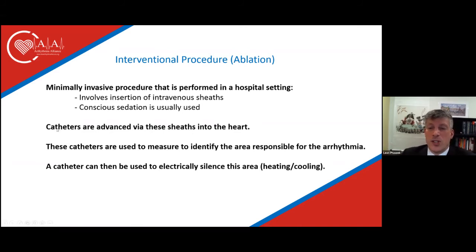These are used as conduits for catheters, which are advanced through your vascular system into your heart. And these catheters are then used to measure the electrical activity of your heart and to identify the area within your heart that's responsible for your particular arrhythmia. Then a specially equipped roving catheter can be used to electrically silence this area that's responsible for propagating your arrhythmia. And the silencing technique involves delivery of either heat or cooling to that site.